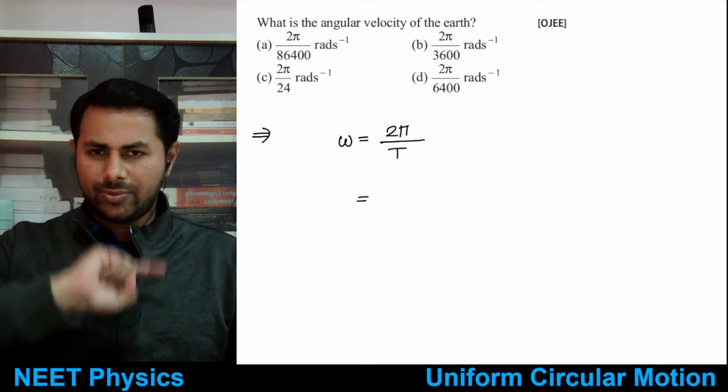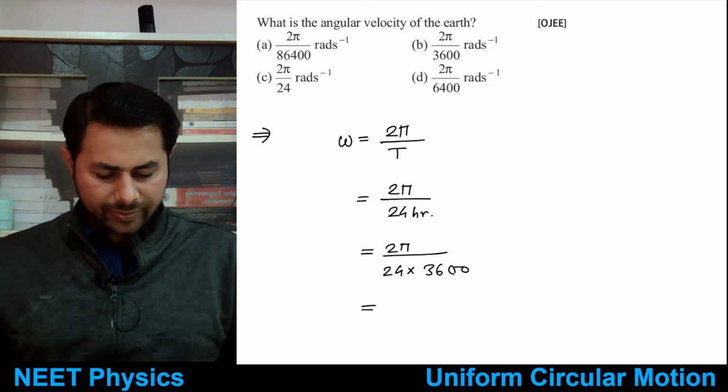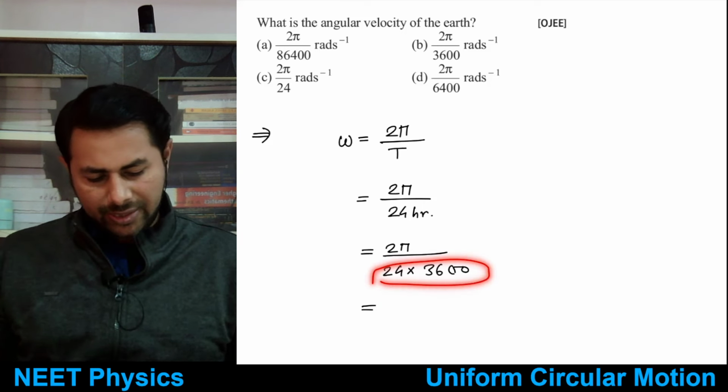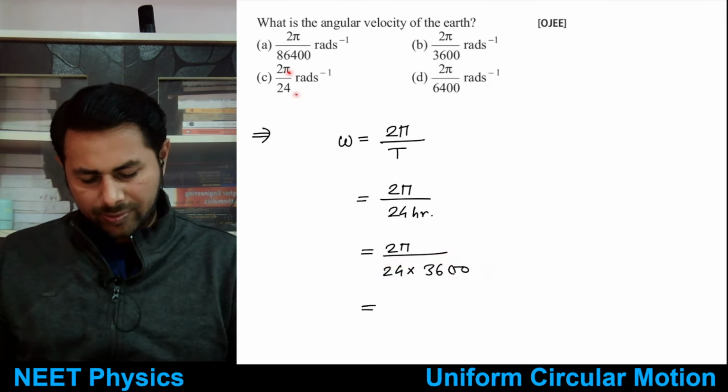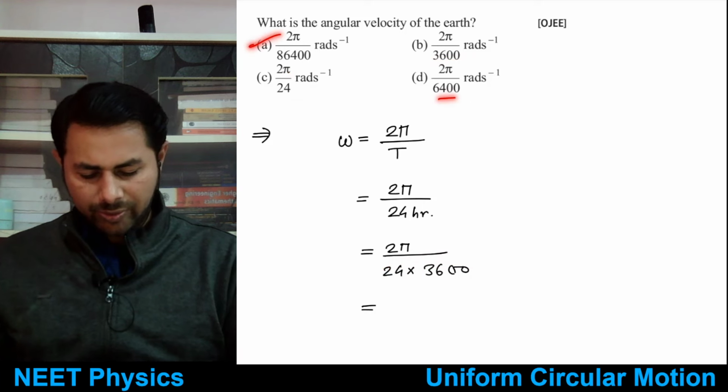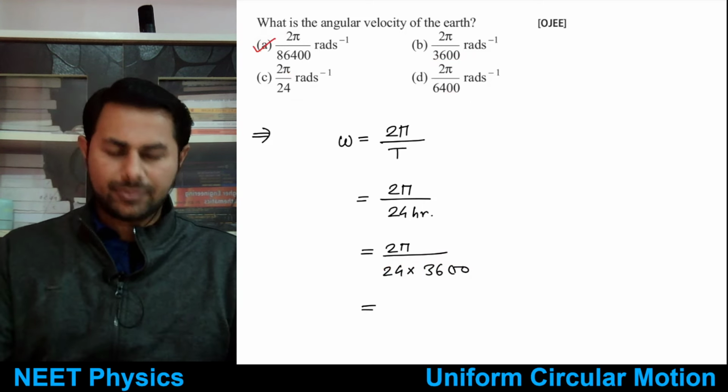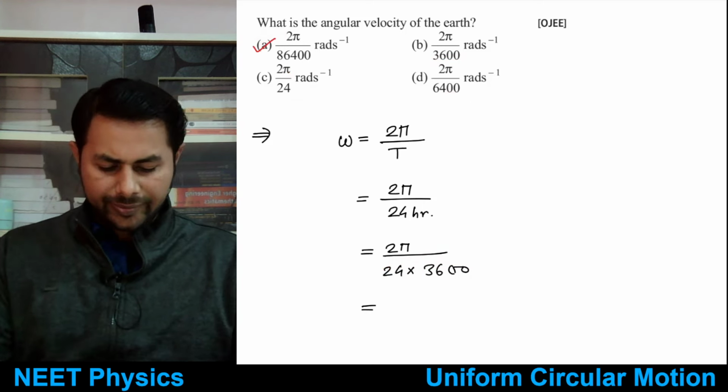So then it's 2 pi divided by 24 hours, so that is 2 pi divided by, you need to convert that 24 hours to seconds. So how many seconds? 24 multiplied by 3600. Then you will need to multiply that out. So it is 2 pi divided by 24. This is not correct. Okay, 3600 is also not correct. Yeah, so it will be option A. Okay. So this is simple, right? Okay.